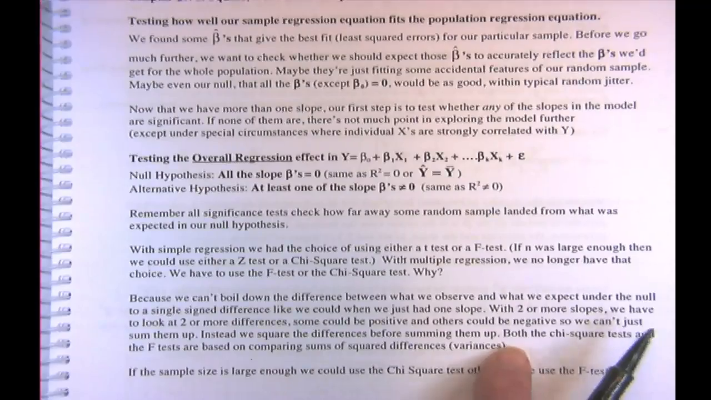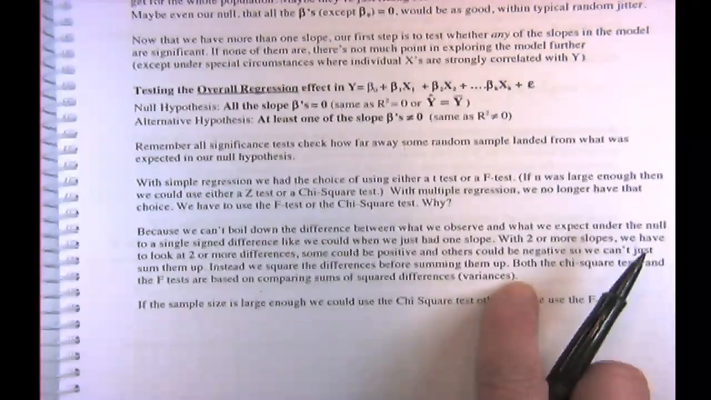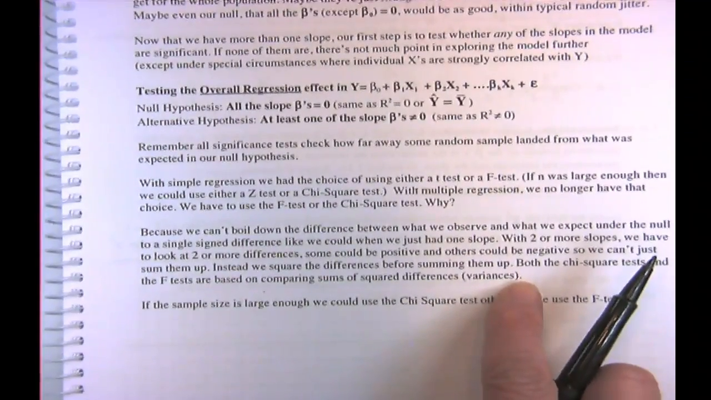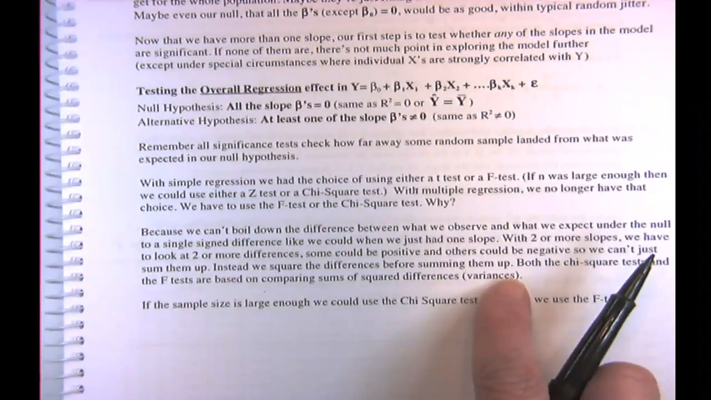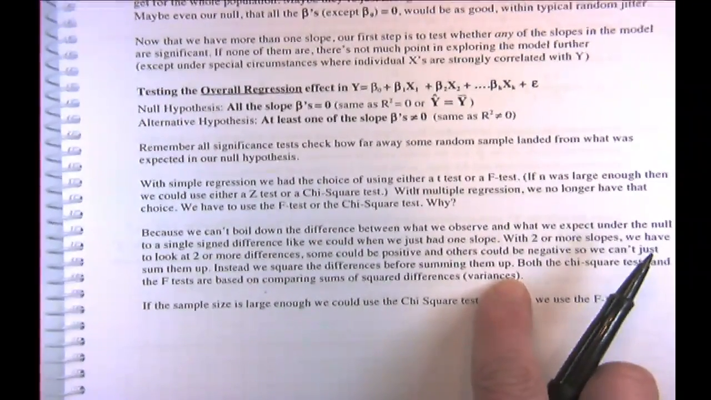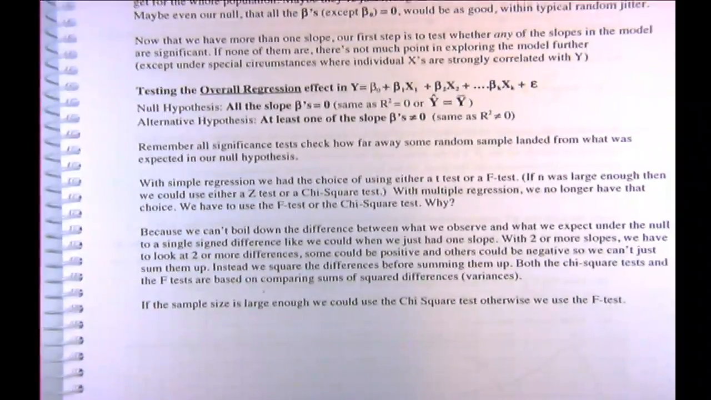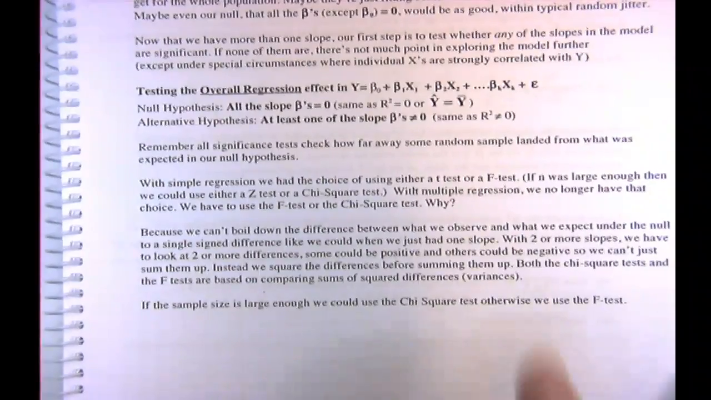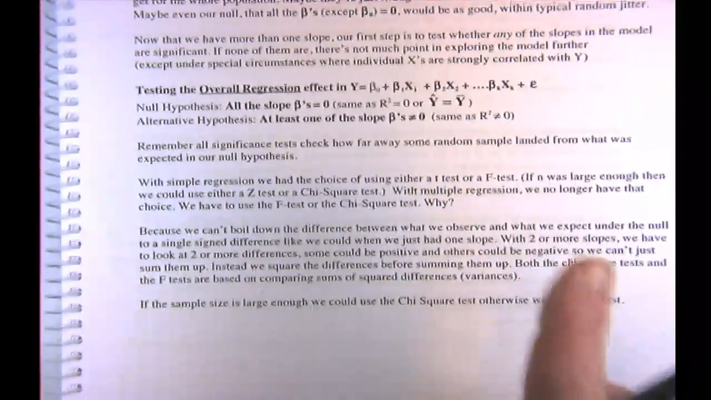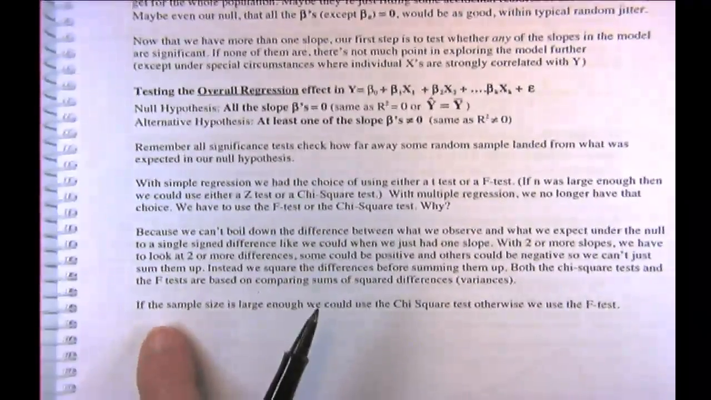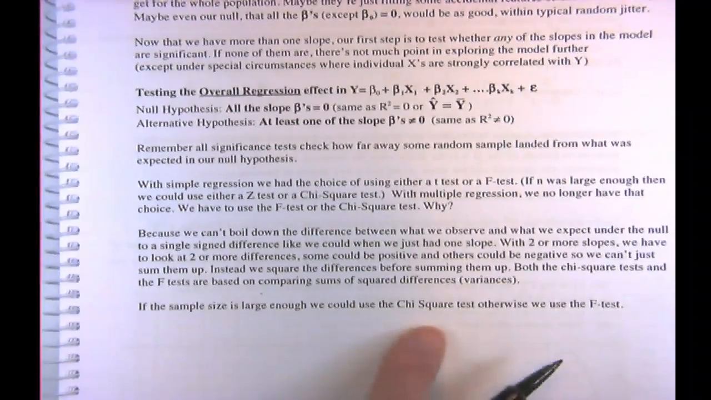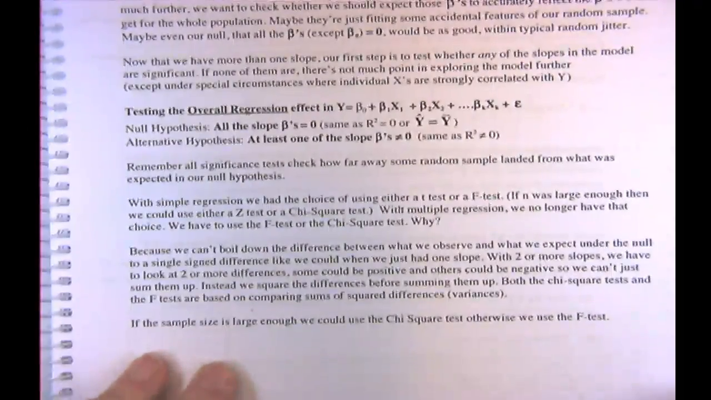You saw it back in Stat 100 when we had multiple categories and we wanted to see if our observed data fit a model with multiple categories, with the chi-square goodness of fit test, or the chi-square independence test when we were comparing 2 samples, each with multiple categories. So we're doing the same thing now here. If the sample size is large enough, we can use the chi-square test. Otherwise, we use the F-test, and we'll see how they compare. That's what we're going to be doing for the next 15 minutes, hopefully less.